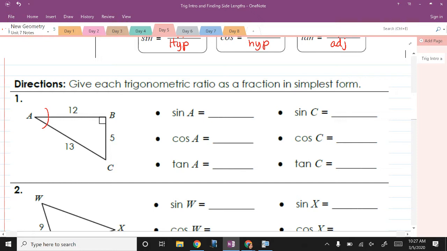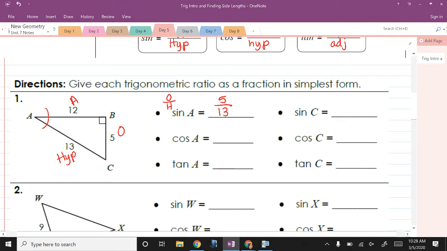So sine of A. Sine is what over what? Opposite over hypotenuse. So what is the opposite side from angle A? 5. Good. Over what's the hypotenuse of the whole triangle? I'm going to label that with hypotenuse because that 13 is going to be the hypotenuse for everything. So 5 over 13, not 15. 5 over 13 is sine of angle A. Y'all okay with how I got that? It's opposite side over its hypotenuse. So that means 12 is going to be adjacent.